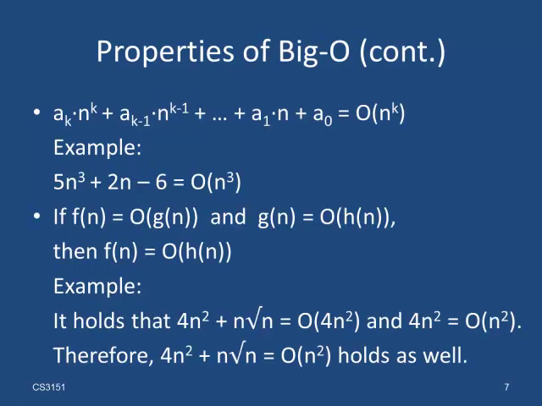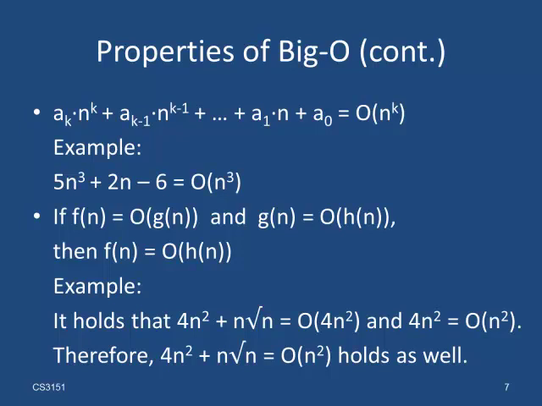These two rules can be generalized to the following rule for polynomials. If we have a polynomial like 5n cubed plus 2n minus 6, then as far as the growth rate is concerned, only the term with the highest degree matters. In this example, only the term n cubed matters. Thus, 5n cubed plus 2n minus 6 is O of n cubed.